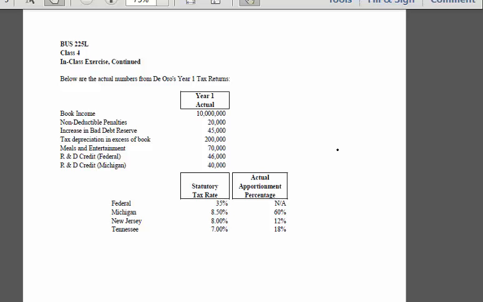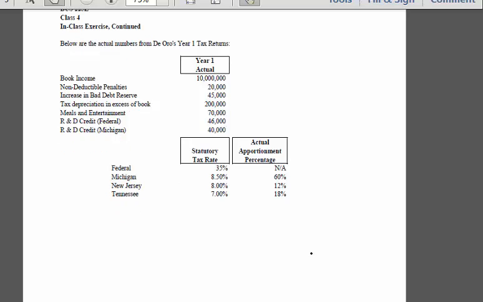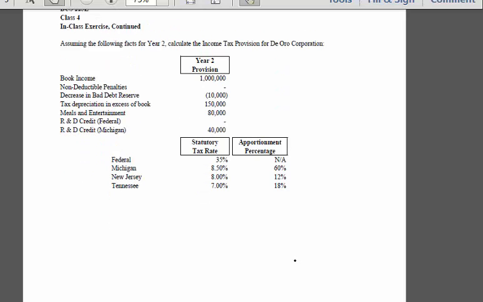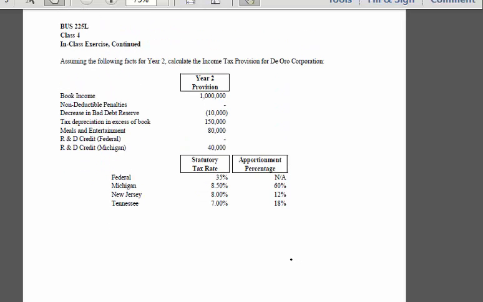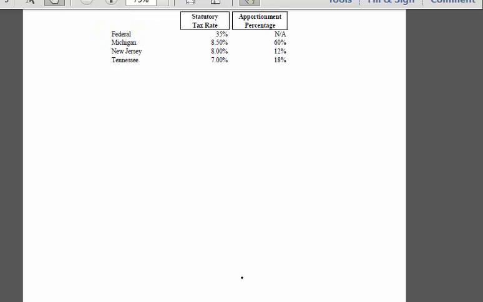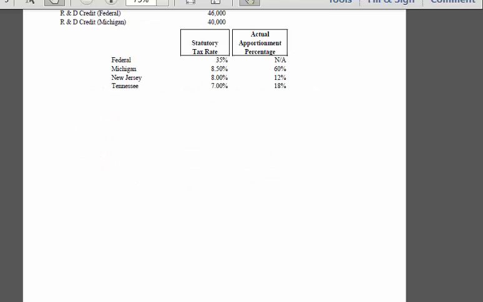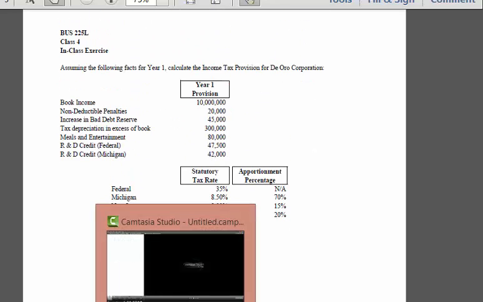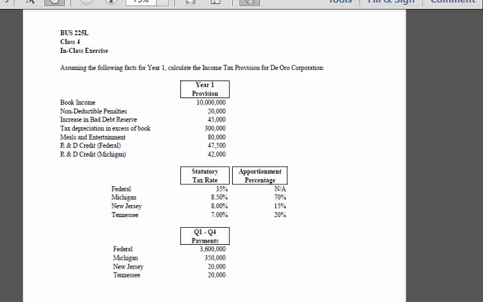And then the third thing was there's facts for a year two provision. You'll figure out the year two provision, but the year two provision will include the impact of the true-up. So you're going to figure all that out. It's going to be awesome. Okay, so your 15 minutes starts now. Work quickly.